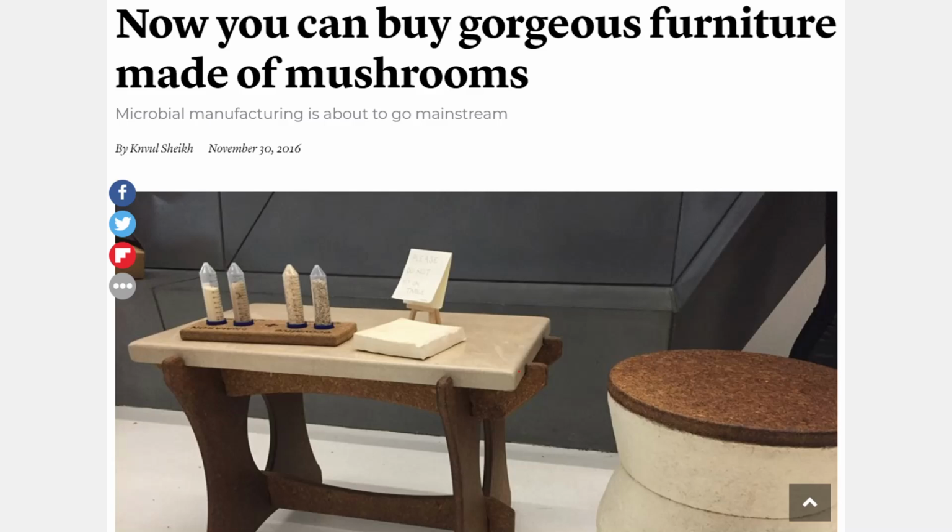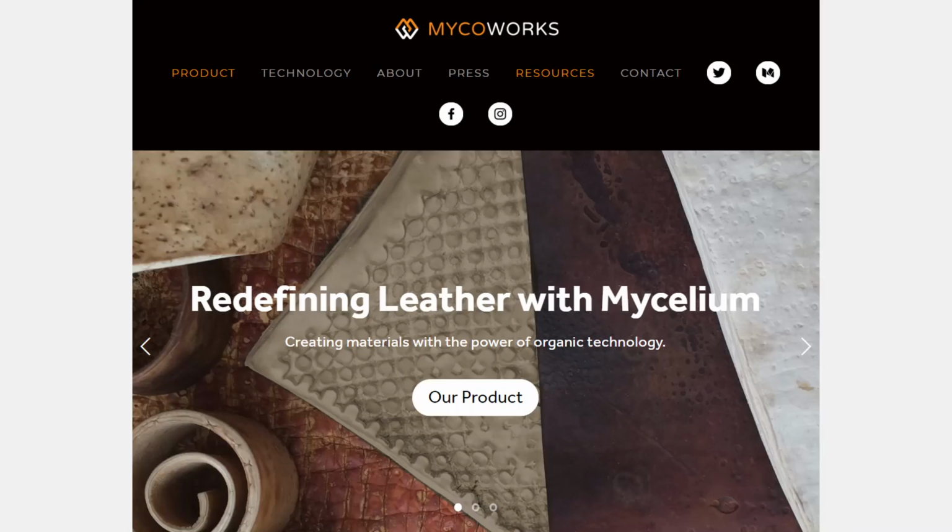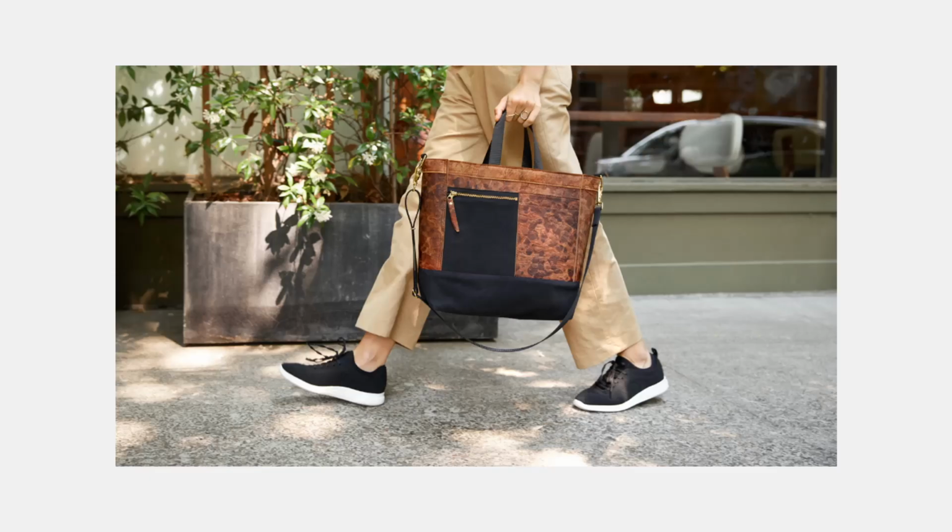There is another company out there that is doing something similar with mycelium in order to make faux leather products and producing items like wallets and purses that look like they are made out of leather, but they're actually made out of tightly compressed fungus.